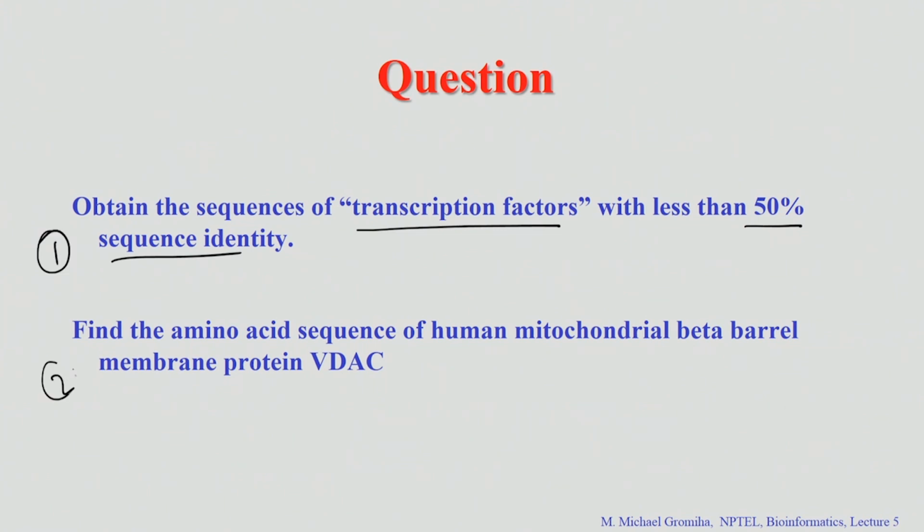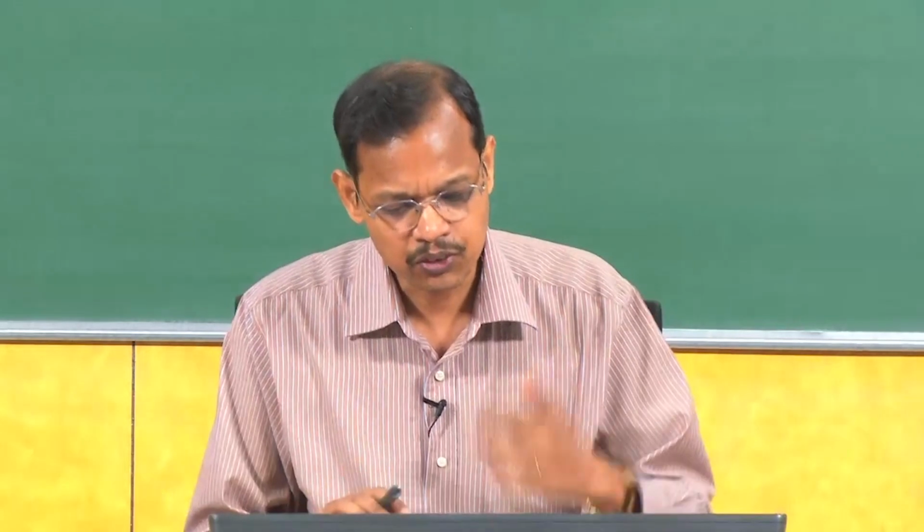Question number 2, I am interested to understand the function of a particular protein. For example, this human mitochondrial beta barrel membrane protein VDAC. Two questions. So, to understand the first question, how to obtain the transcription factors with less than 50% sequence identity?